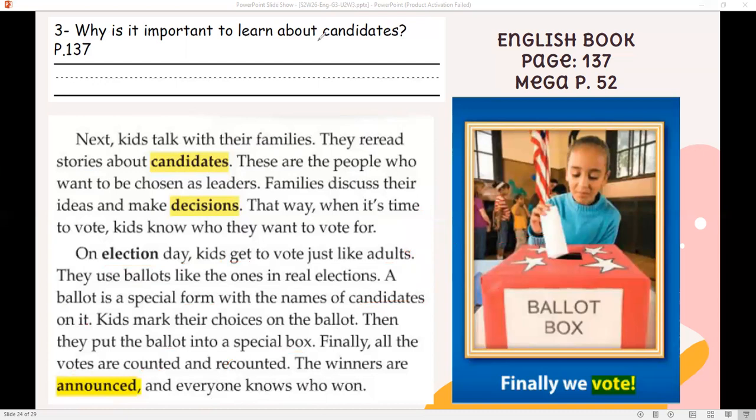Why is it important to learn about candidates? Think about it. Why do you think it is important to know about candidates? That's because it's important to know about candidates so we know who we want to vote for. We cannot vote for someone we don't know anything about.